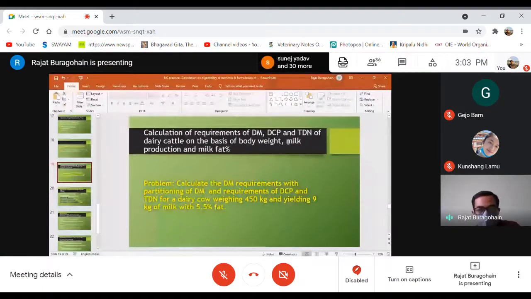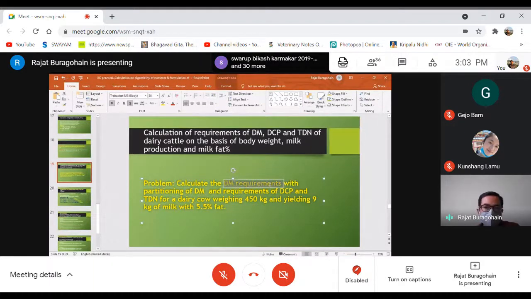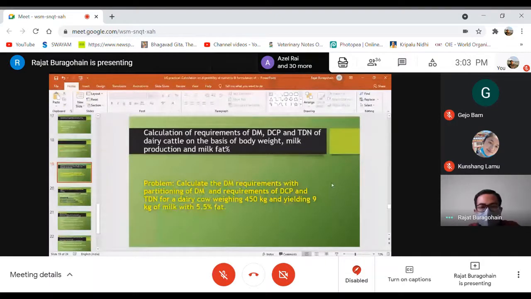Regarding partitioning of diameter, I think Dr. Brian already discussed it. And regarding the diameter requirement, how to calculate it, I think Brian already discussed, and this is only repetition. Calculate the diameter requirements with partitioning of diameter and requirements of DCP and TDN for a dairy cow weighing 450 kg and yielding 9 kg of milk with 5.5% fat. And these things may be discussed by Brian or some others.